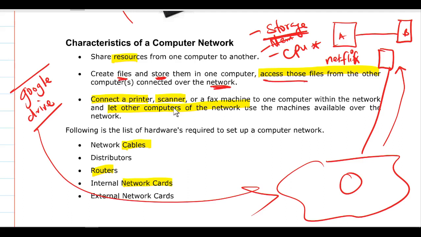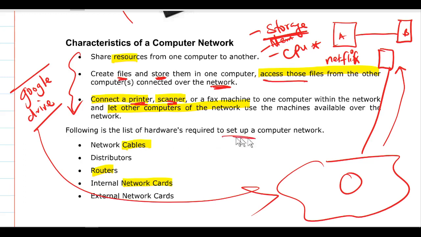The other one is that you are able to connect multiple devices, probably a scanner, a printer, a fax machine to one computer, and then the computers in the network are going to be able to print from their end on a printer that is connected to your computer. So that is another possibility with the network, and there are many more than this, but these ones at least serve the purpose.